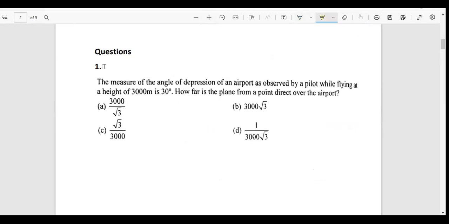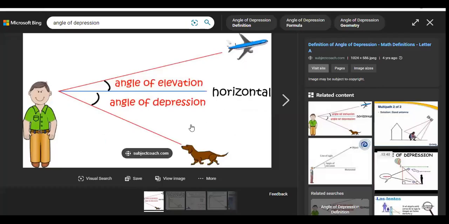It says the measure of the angle of depression of an airport as observed by a pilot while flying at a height of 3000 meters is 30 degrees. How far is the plane from a point directly over the airport? Angle of depression is being talked about. Let's talk about angle of depression first. Imagine what is happening now.